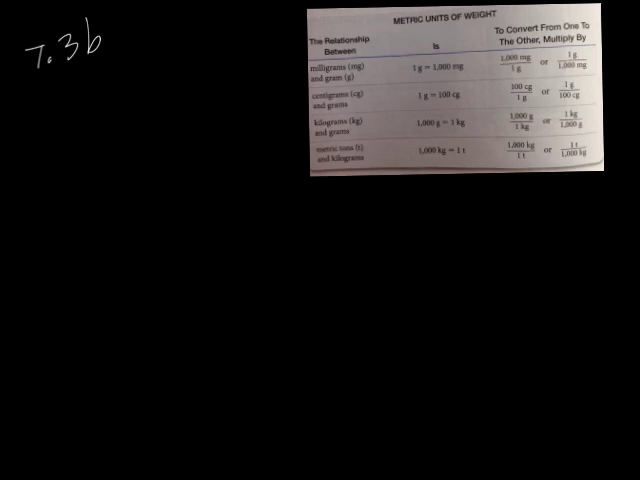Okay, 7.3b, we're just going to do one final example here. So example 4, we've got a bottle of vitamin C. It has 50 tablets in it, so I'm just going to write tabs. And each tablet contains 250 milligrams. What is the total number of grams in the bottle?